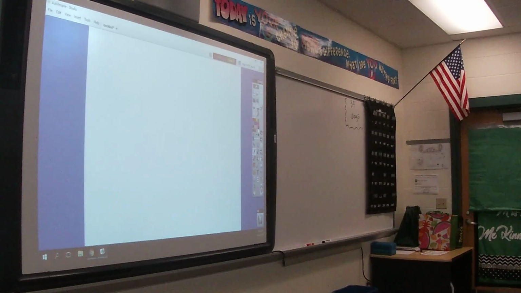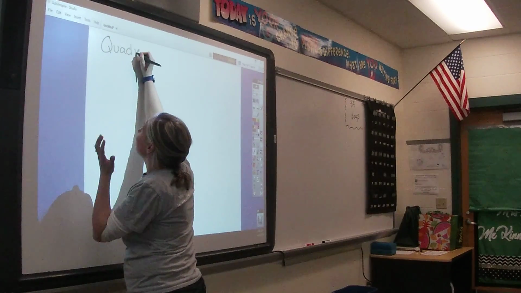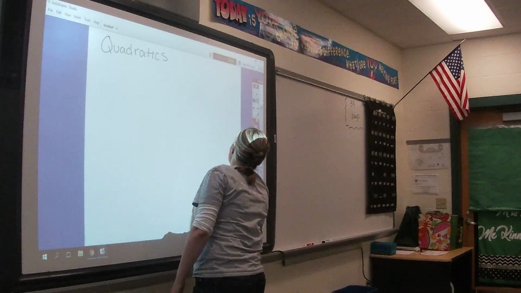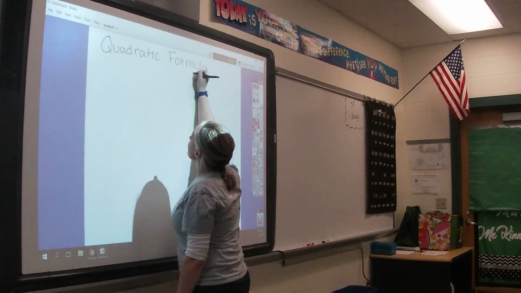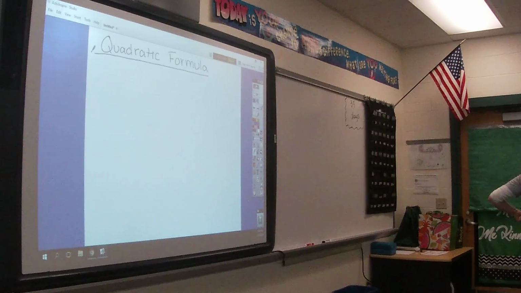Okay, so we are still doing the quadratic formula today, so we don't really have new notes in terms of steps. Quadratic. But we have some new notes in terms of how things are going to play out.